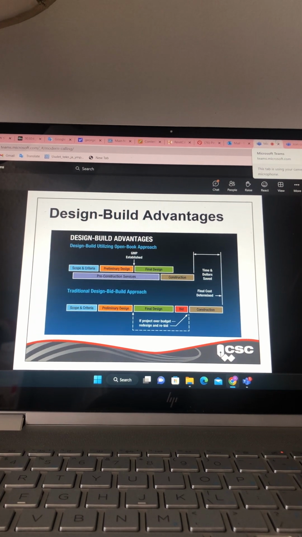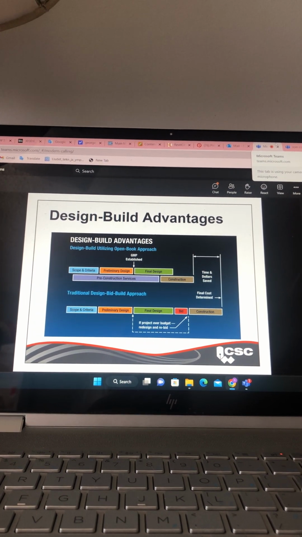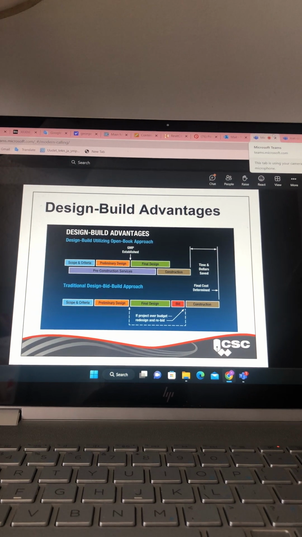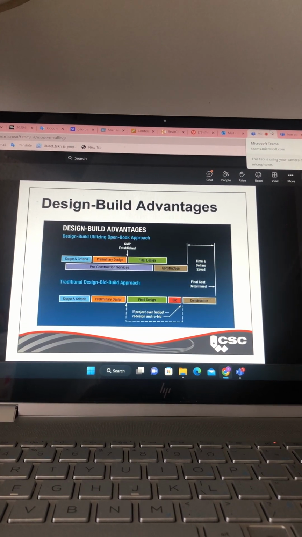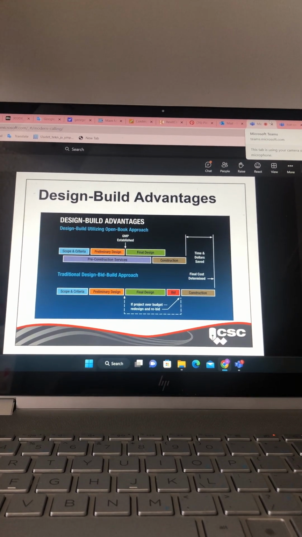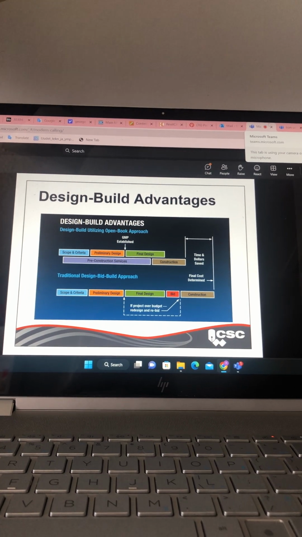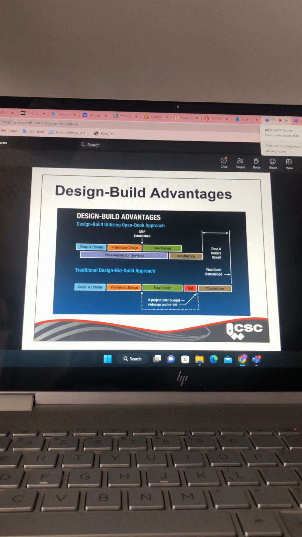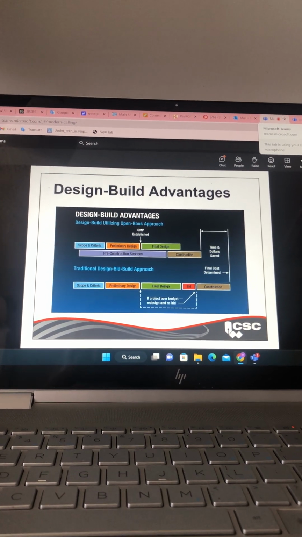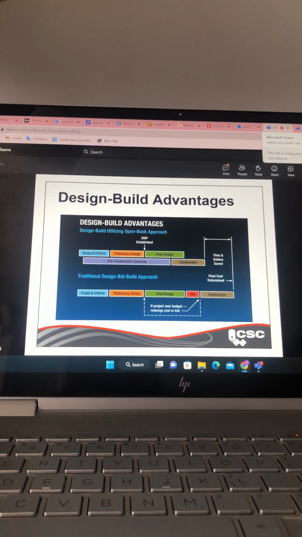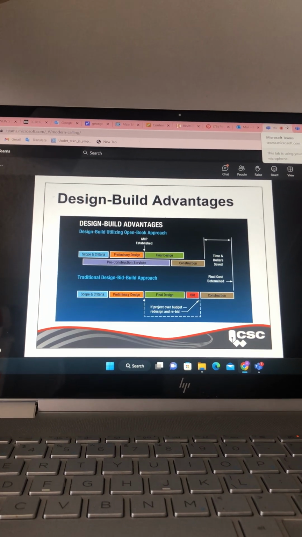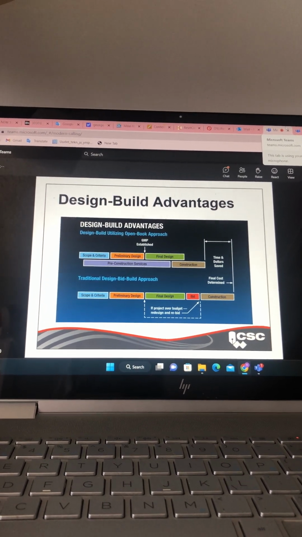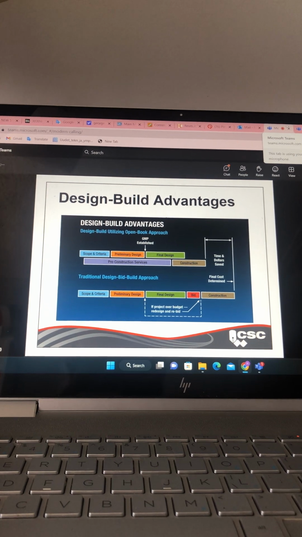And the answer is yes. At the end of the bid phase, the owner knows exactly how much the project is going to cost them. However, should there be any changes or any coordination-related issues that arise, then guess what? The owner will not have an opportunity to know what that final cost of construction is until the end of construction in the traditional design bid build approach.